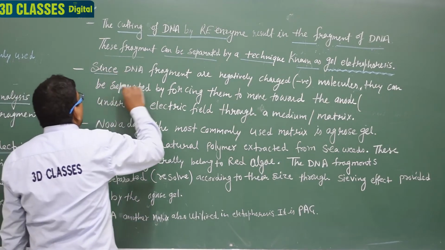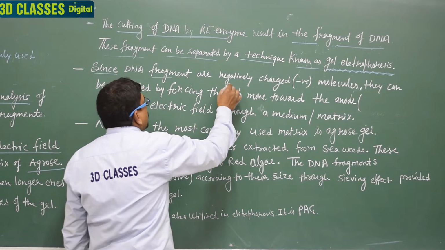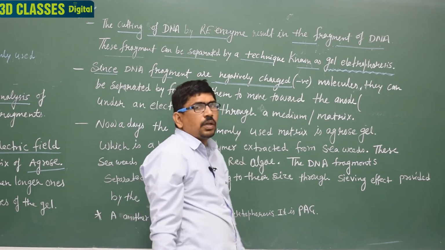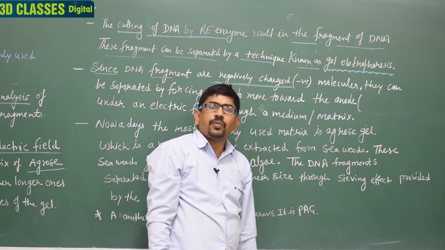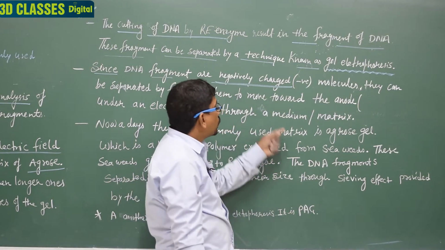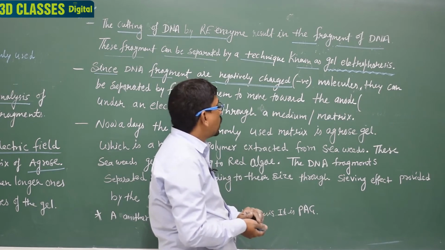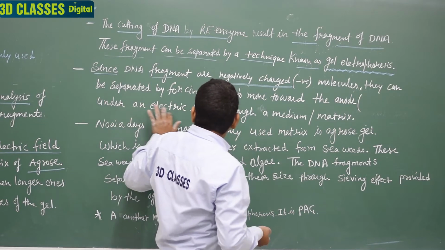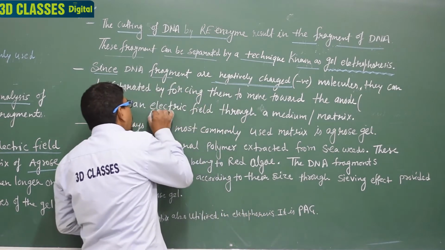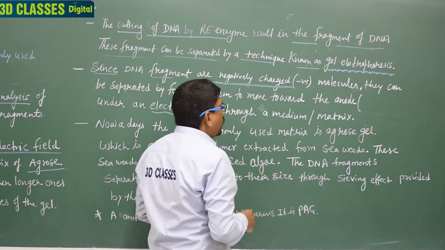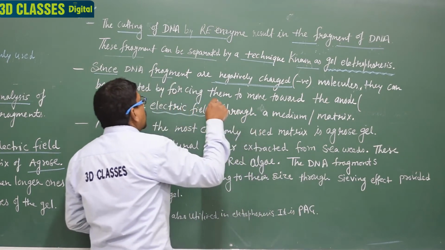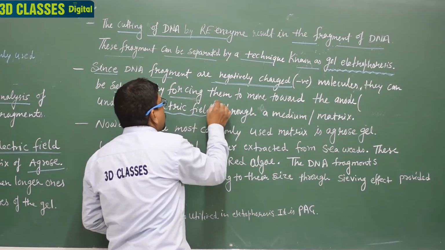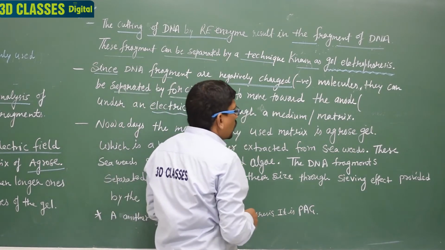You know very well the DNA fragments are negatively charged. Why is DNA negatively charged? Because DNA contains the phosphate group PO4. So, DNA molecules are negatively charged molecules. So, under an electric field, through a medium or matrix, they can be separated by forcing them to move toward the anode.